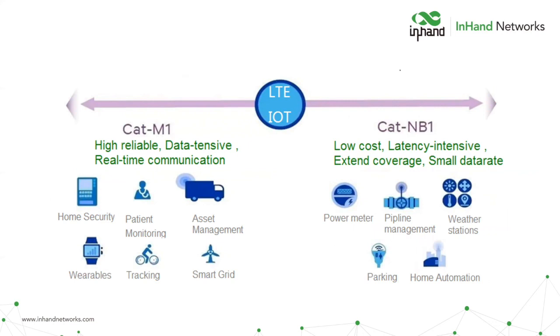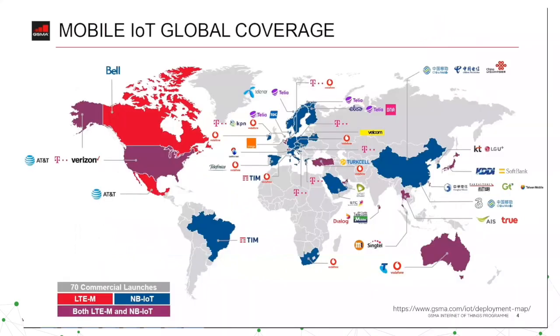And to put it into more of a graphical context, as far as applications, very common for narrowband would be fixed assets like power metering. You're looking at very low data. The latency is actually better on M1 and narrowband in some instances compared to a 3G network. Pipeline management, weather stations, parking, home automation, it's all fixed applications. Whereas M1 is going to be more toward fleet management, asset tracking, the grid and utilities, a lot of different solar applications, wind, renewable energies. Home security is another good place.